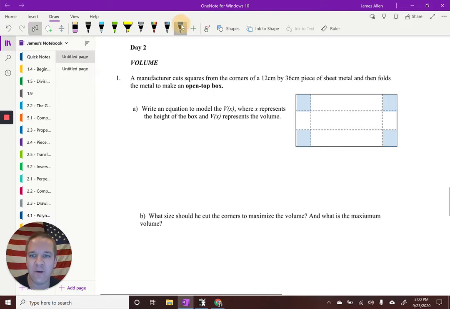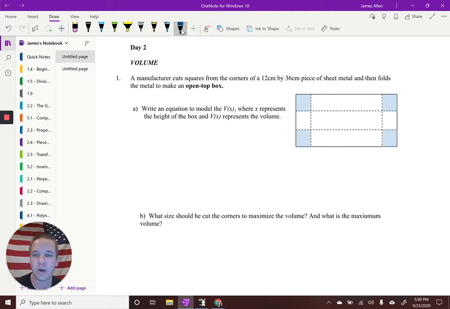We have a manufacturer who cuts squares from the corners of a 12 centimeter by 36 centimeter piece of sheet metal and then folds the metal up to make an open top box. You've seen this maybe with cardboard before, like if you get a gift box, something like that. You can see how they fold up. It's kind of the same idea.